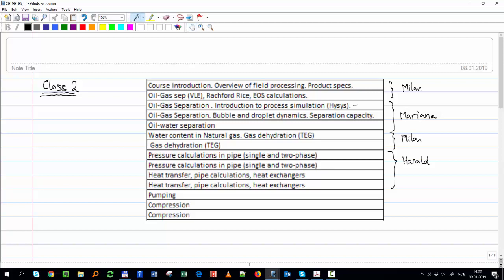And then here Mariana will teach this section on pumping. And then you have compressors, that will be Harald. So just to give you an overview, if you want to get a step ahead and review some material before the lectures, you know more or less what topics are going to be covered.